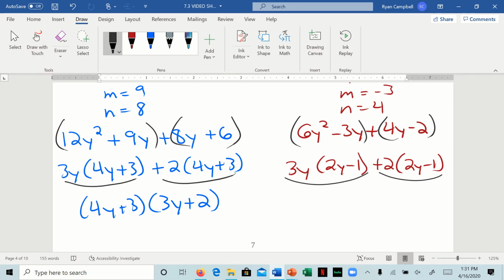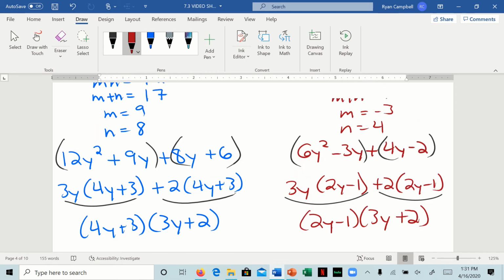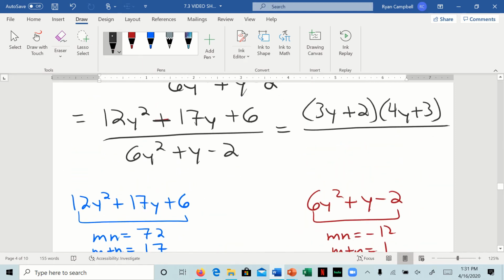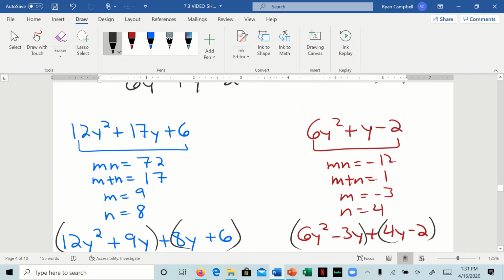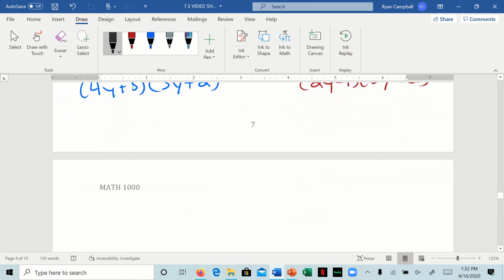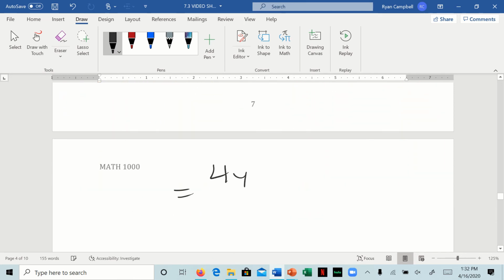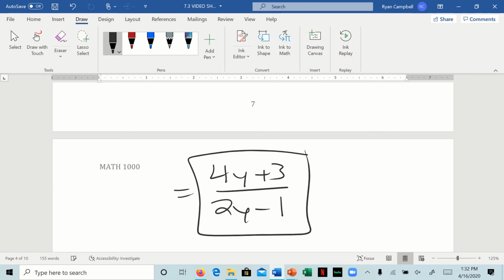All right, so we can take out a 2y minus 1, and what is left is 3y plus 2. So on the top, 2y minus 1, 3y plus 2. So we can see what's in common between the top and the bottom is the 3y plus 2. So we can take both of those out, which means that what we're left with is 4y plus 3 over 2y minus 1. And that's as simplified as we can go.